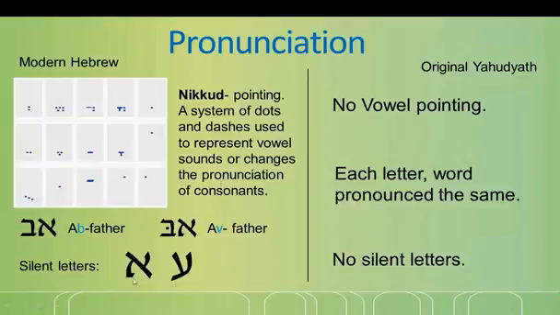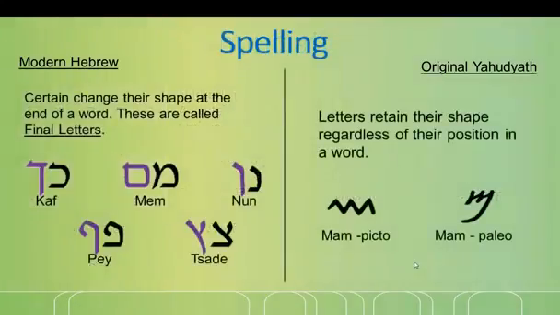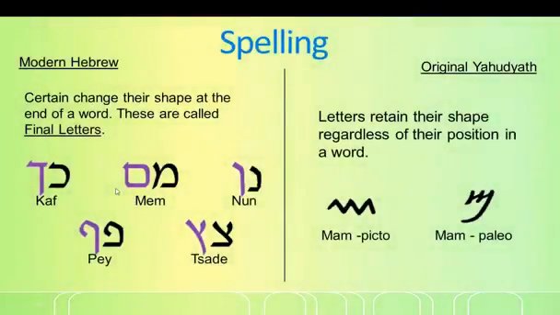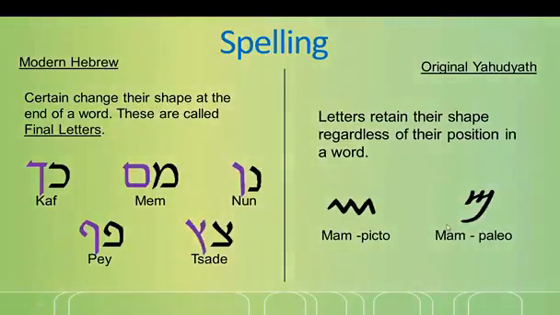Modern Hebrew also says that 2 of the vowels are silent. In original Yahudyath, it does not. Spelling: 5 of the letters in modern Hebrew change their shape when they are at the end of the word, and they're called the finals. So this would be the final kaf, this would be the final mem, the final noon, the final pei, and the final sadi. But in original Yahudyath, whether you're looking at the pictographs or the paleo form, they retain the shape regardless of where they are in the word.